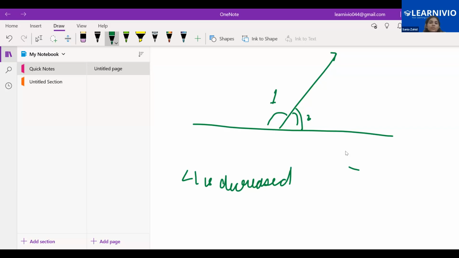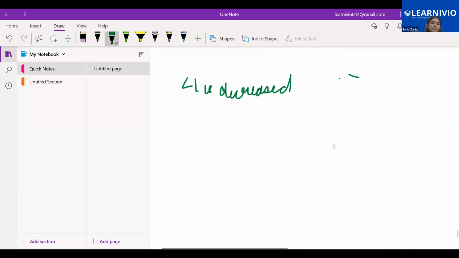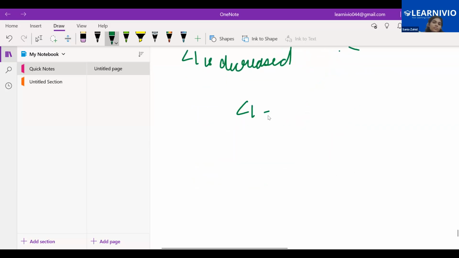The question says you have two angles, angle 1 and angle 2, and angle 1 plus angle 2 is 180 degrees. That means they are supplementary angles. Now they are saying that angle 1 is decreased. For example, angle 1 is 60 degrees. Now they reduced angle 1 to 50 degrees, for example. So what change should you make to angle 2?